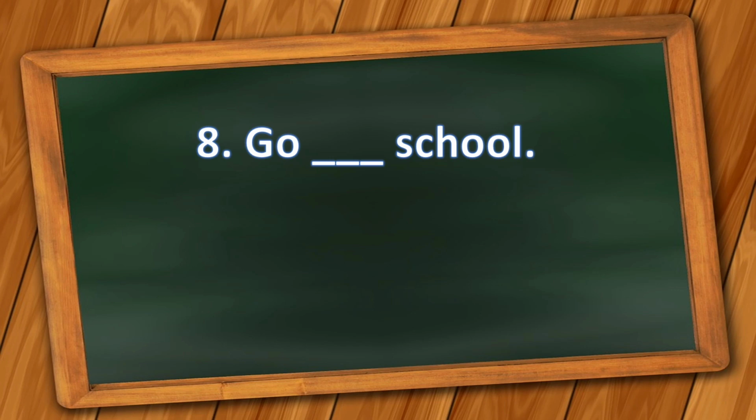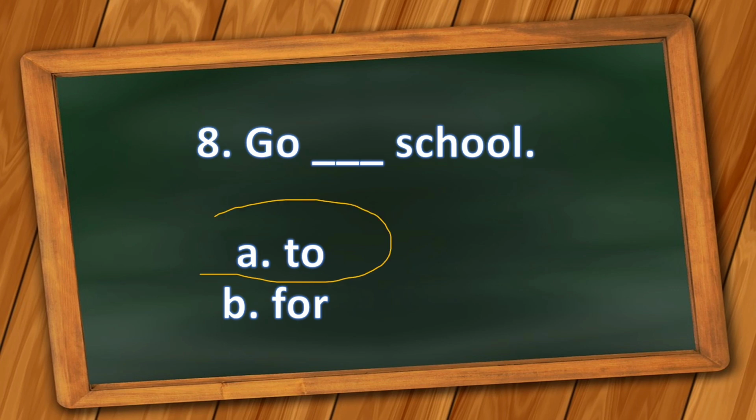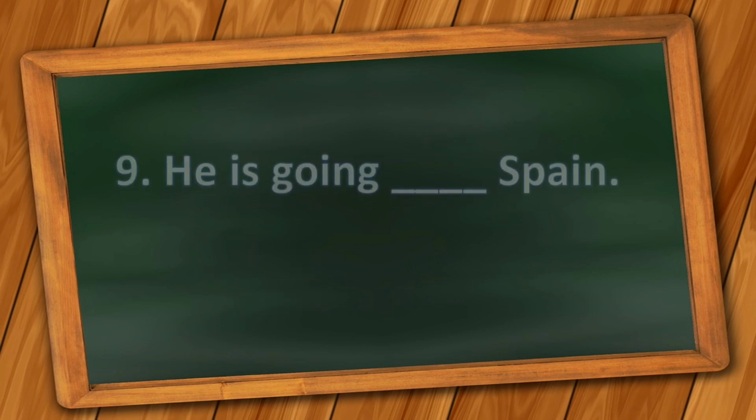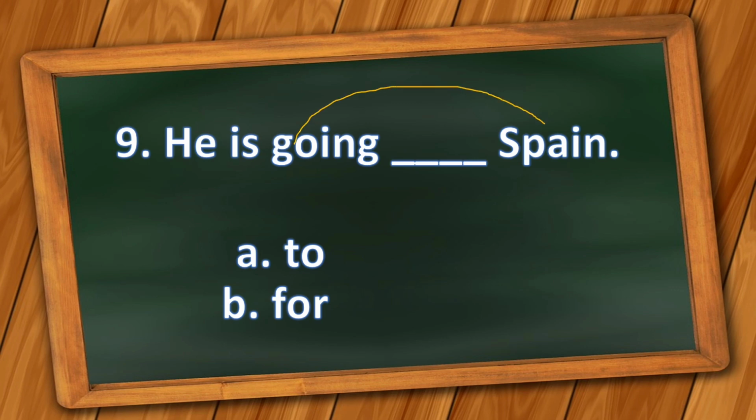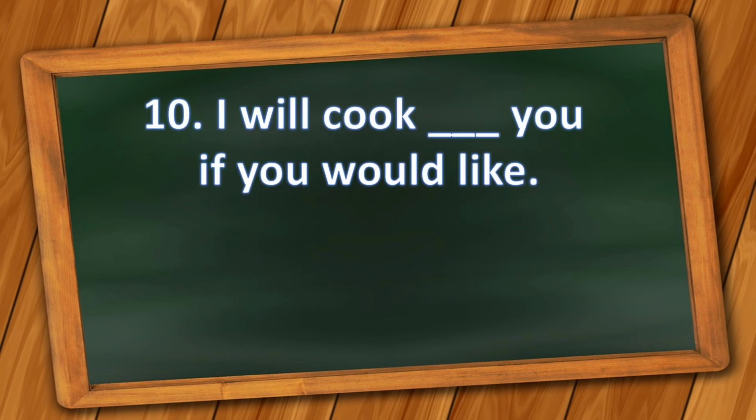Okay? Next, number 8. Go blank school. To or for. Yes, the correct answer is to. Pumunta sa. May patunguhan. Number 9. He's going blank Spain. To Spain or for Spain. Tama. Papunta doon. To ang gagamitin. Okay? Direction.